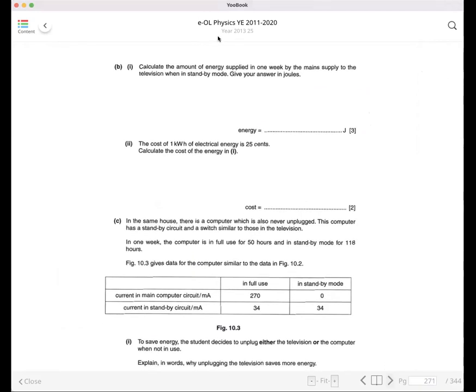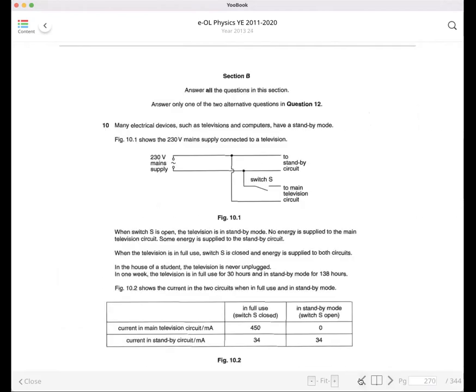Okay, let me write down here. So there is 450, 34 and 034. This is closed. This is open. This is TV. This is standby.